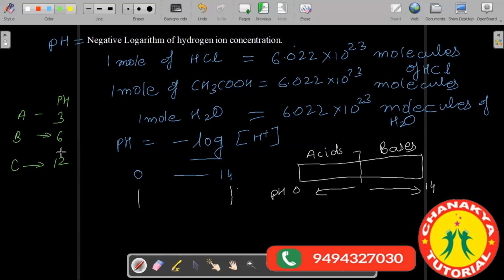So can you arrange them in increasing order of the hydrogen ion concentration? Yes.